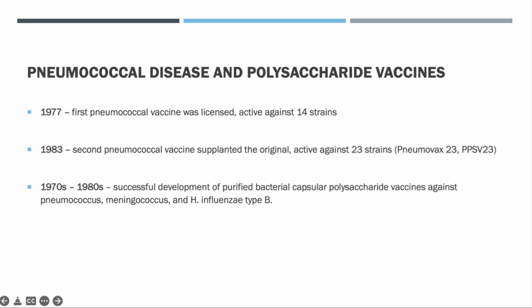In 1977, the first pneumococcal vaccine was licensed. It was active against 14 strains. In 1983, the second pneumococcal vaccine supplanted the original, active against 23 strains, which we know as the Pneumovax 23, still in use today. Of course, the 70s and 80s eventually led to use of purified bacterial polysaccharide components for vaccines against pneumococcus, meningococcus, and also H flu type B.